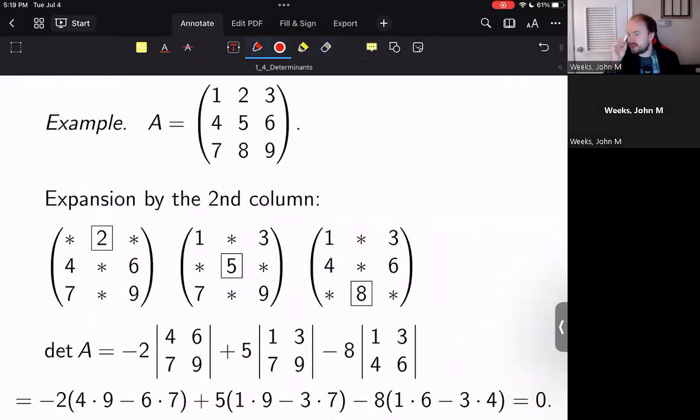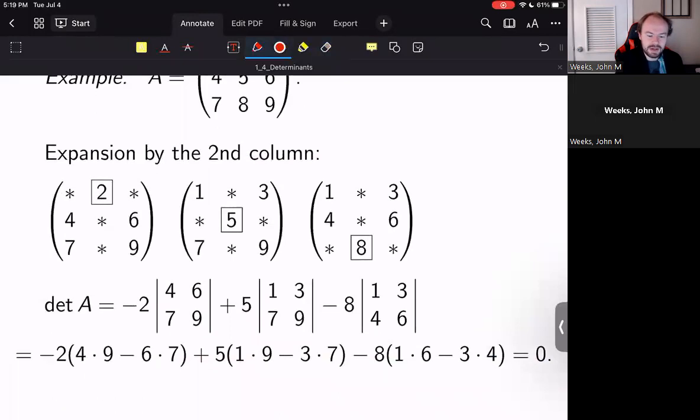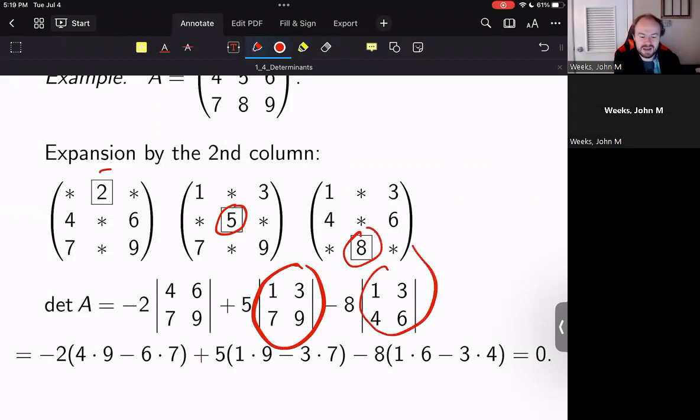And I'm going to delete everything in that row and column to get another submatrix, this one 4, 6, 7, 9. Notice that I'm multiplying times -2 here because in our matrix of signs, this one is associated with a minus. So I have this element to be going through and taking. Then I can go ahead and isolate each of the other entries in the second column, getting submatrices along the way. And that's going to give me another thing to calculate.